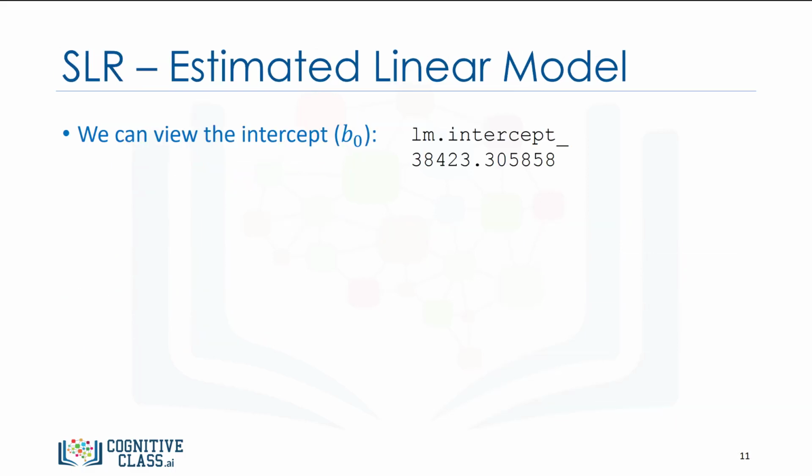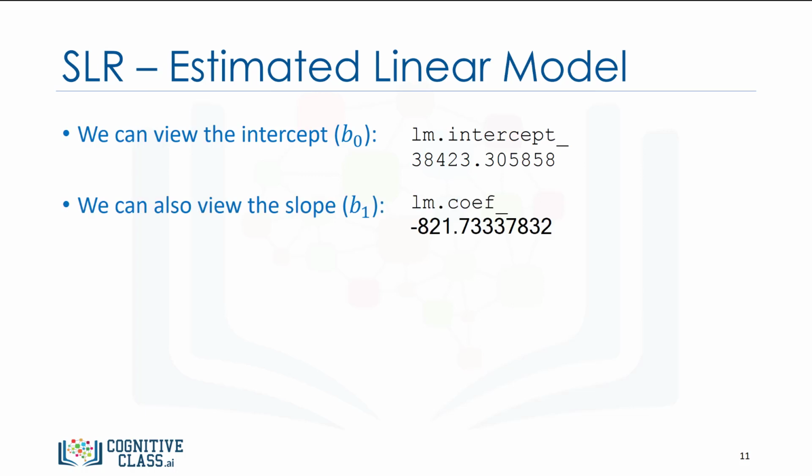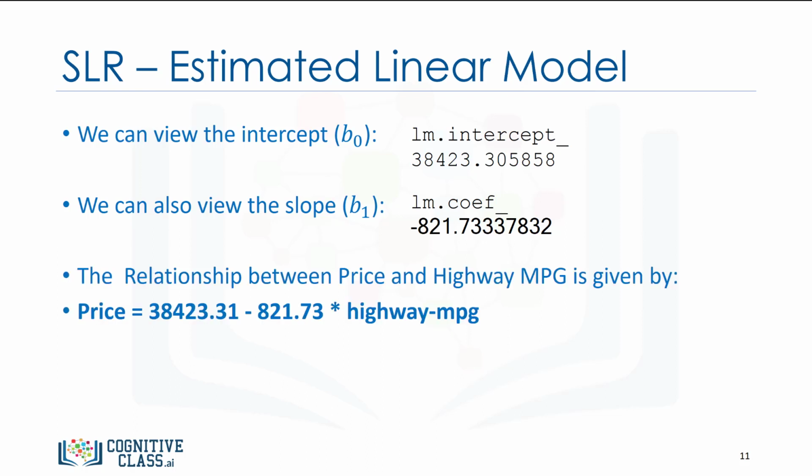The intercept b0 is an attribute of the object lm. The slope b1 is also an attribute of the object lm. The relationship between price and highway miles per gallon is given by this equation in bold. Price equals 38,423.31 minus 821.73 times highway miles per gallon. Like the equation we discussed before.